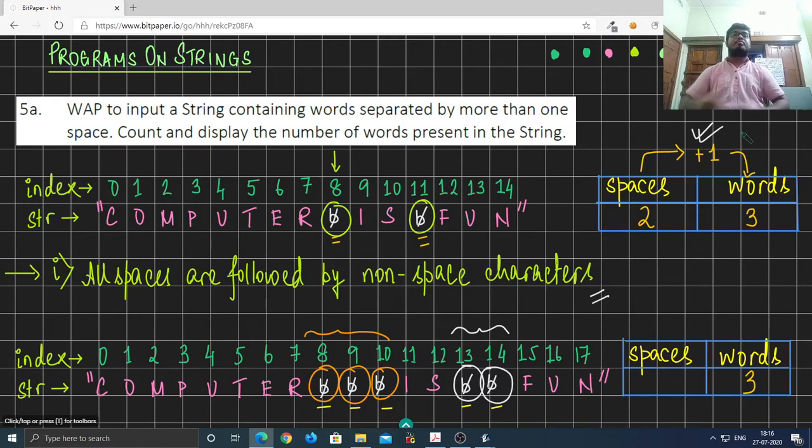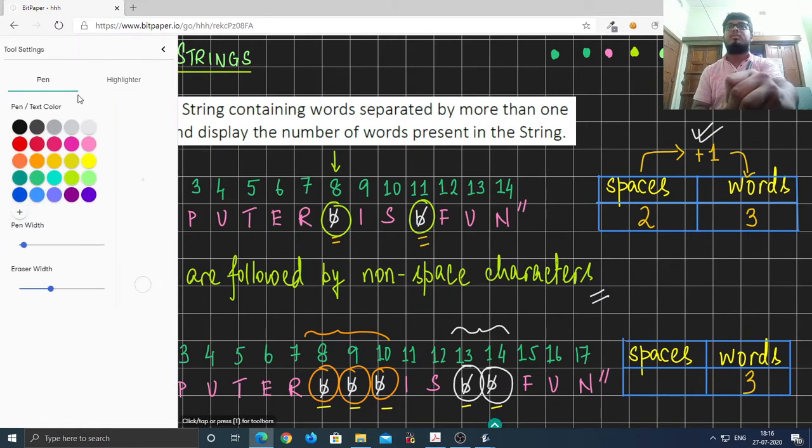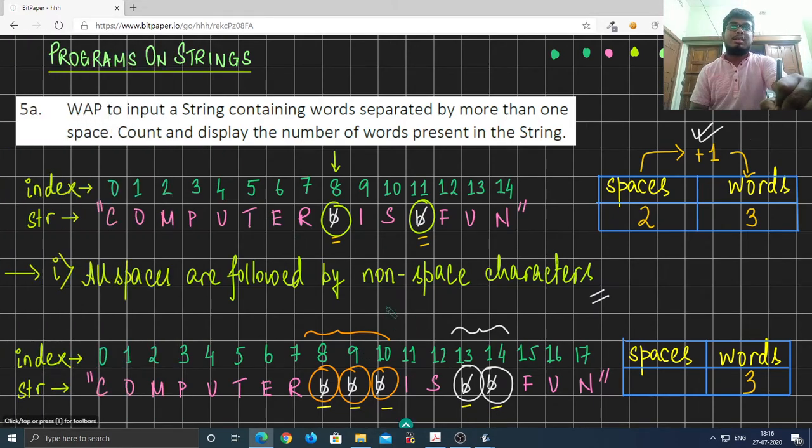All right. So I hope you did pause the video and you figured it out yourself. So if you chose this space and this space, the spaces at index 10 and 14, then you would be correct. These two spaces are the only spaces in this string that are followed by a non-space character.